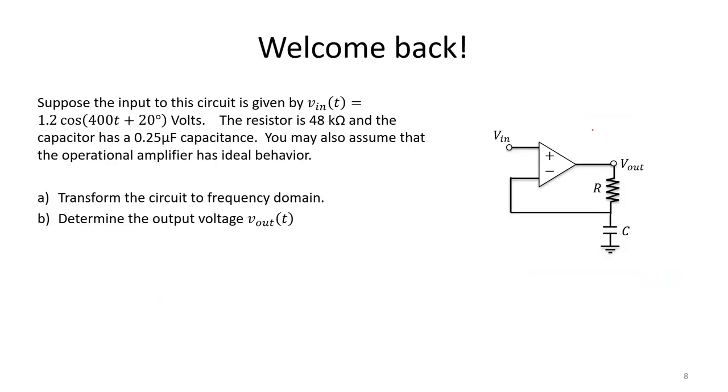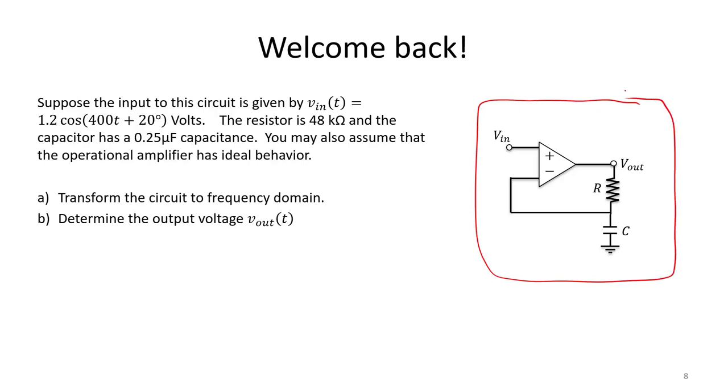Alright, so let's do one quick review question before we move on to frequency response. In this question, we are given an AC amplifier circuit, and we're told that the input is given by 1.2 cosine(400t + 20 degrees) volts. We see our resistor is 48 kiloohms, and the capacitor has a 0.25 microfarad capacitance. We are also told to assume the op-amp has ideal behavior.